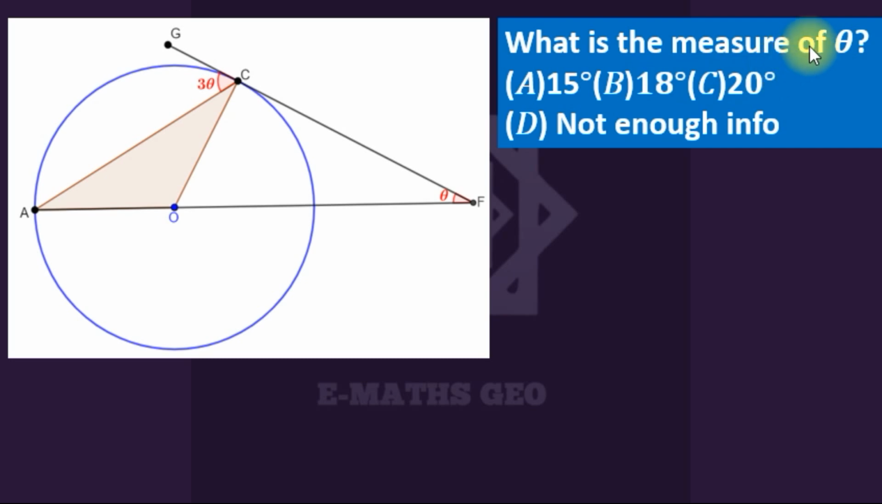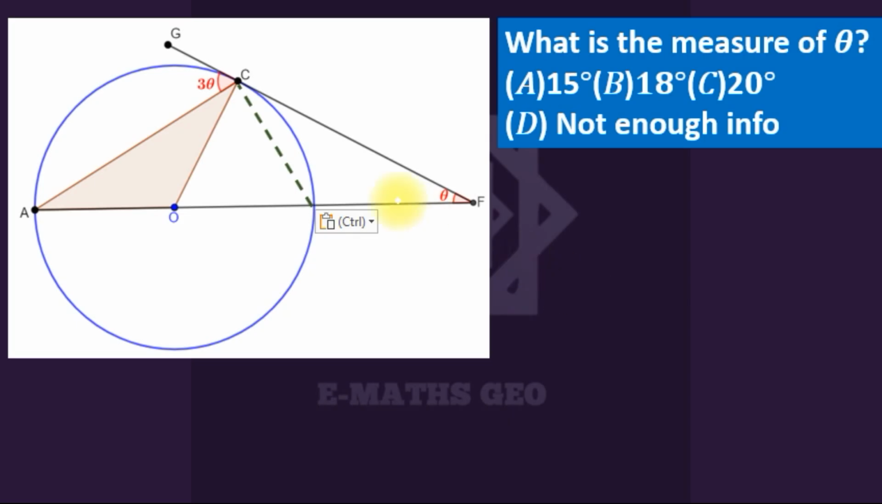Asked to find the measure of theta. So look at theta, and I have 3 theta here. The first thing I noticed is that I have a tangent line, so we need to use the alternate segment theorem. But there is a little problem here. We don't have an inscribed triangle. Because for you to use the alternate segment theorem, you need a tangent line and also an inscribed triangle, such that one of the vertices of that triangle is the point of tangency. So we need to add an auxiliary line.